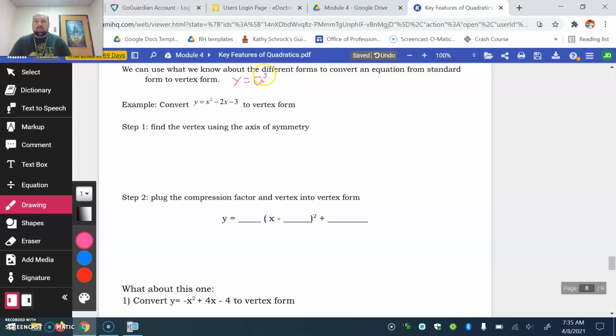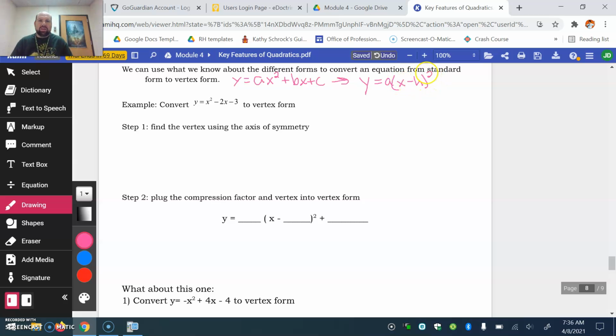Actually, let's do this. Y equals ax squared. So we're going to convert from this form, standard form, plus bx plus c, to this form, y equals a, x minus, I had to think about it for a second.